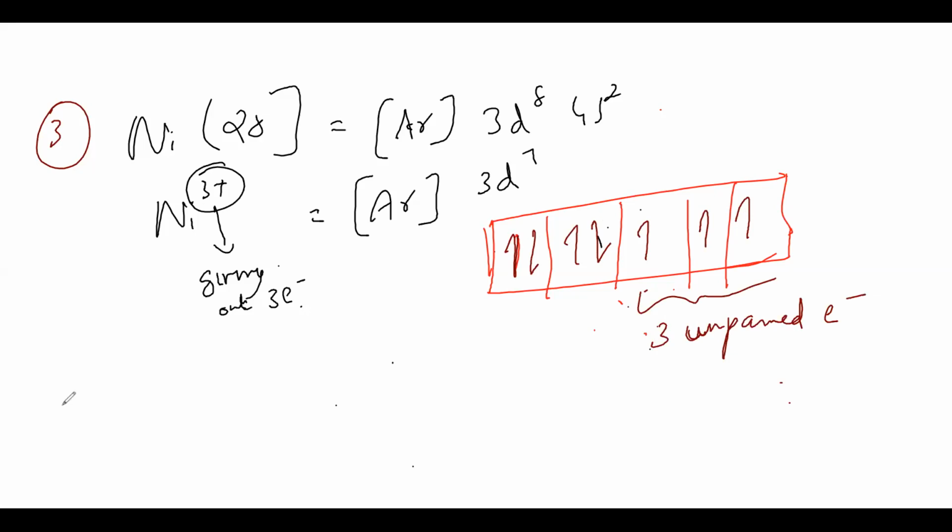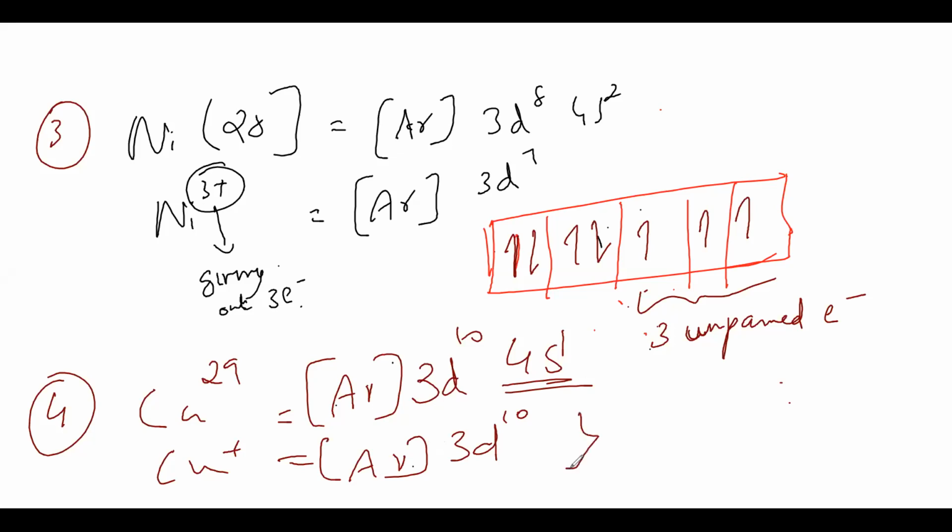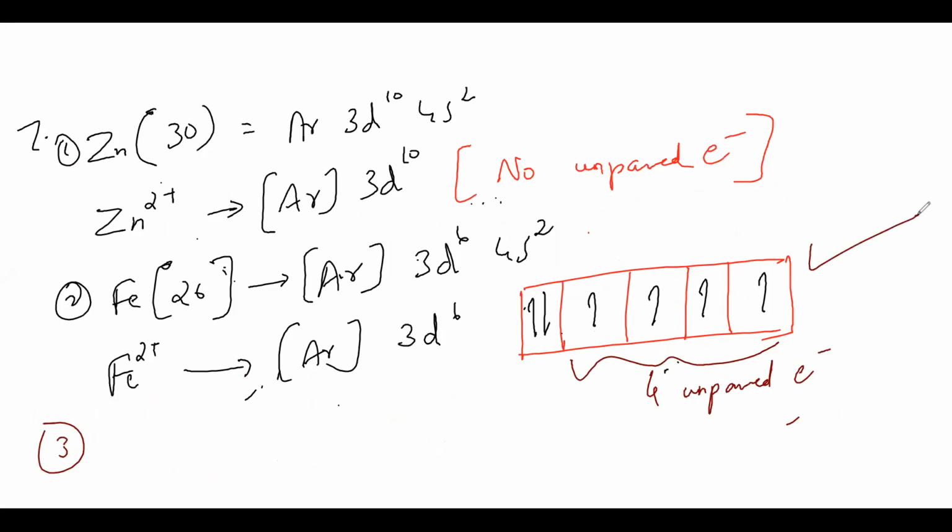Fourth one, copper 29. Argon, I'm giving 3d10. Now it is Cu+. Cu+ means what? Ar 3d10. So it means that 4s is gone. So there are no unpaired electrons. Hence, the maximum number of unpaired electrons is in Fe2+. That's it. Please copy it down.